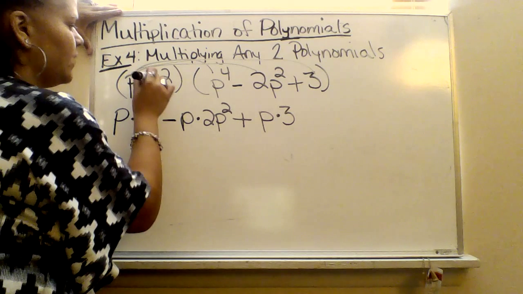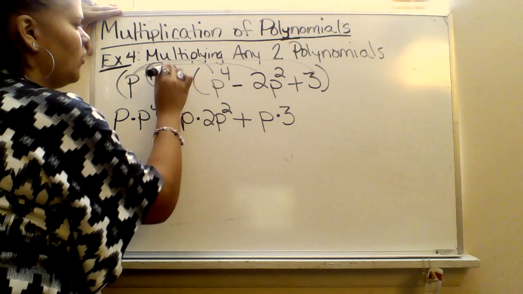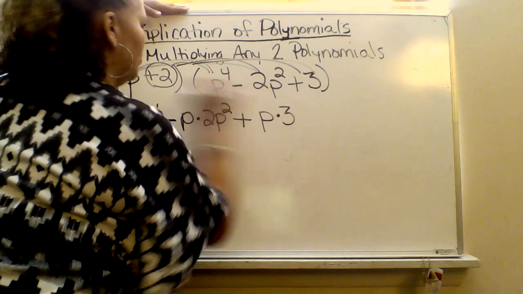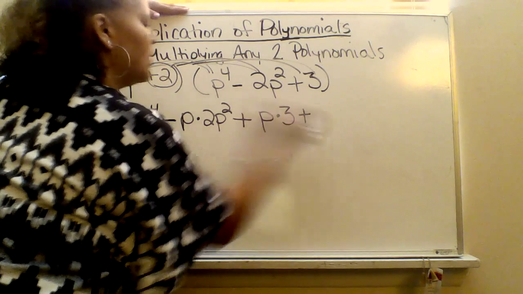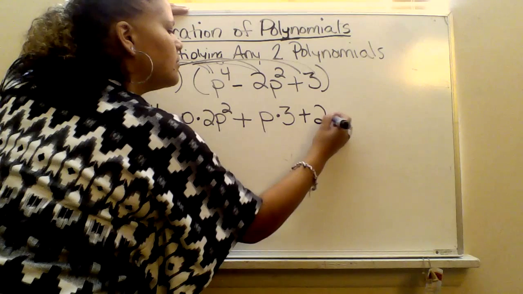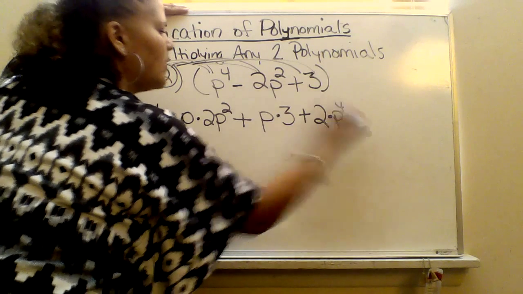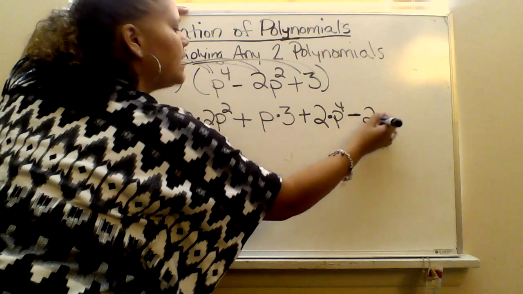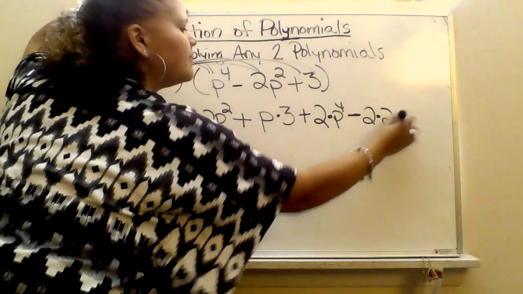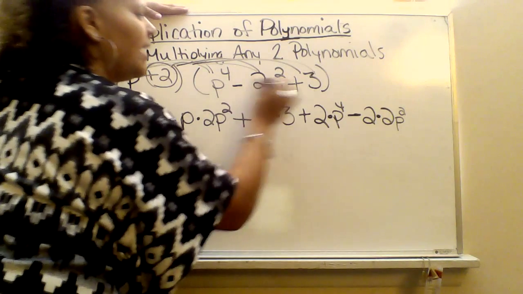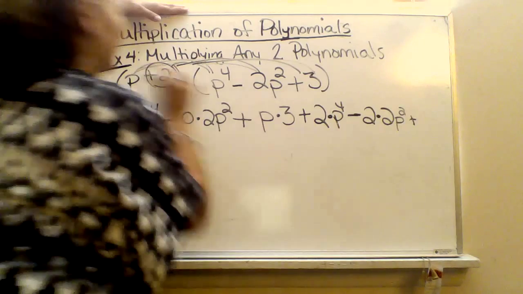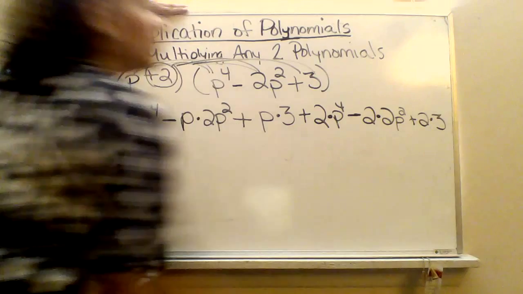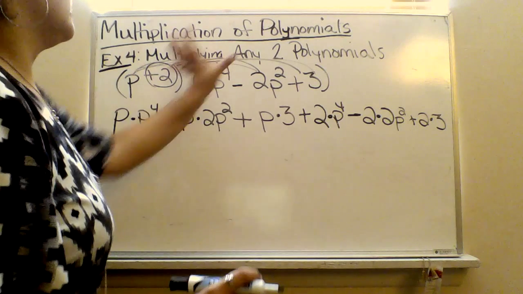Now I also have the second part, so I have a positive 2. And I'm multiplying that times everything on the other side as well. So plus 2 times p to the 4th. Bring down the sign, minus, my 2 times 2p squared. And then I bring down the sign again. My 2 times 3. So now I've used everything on the left and multiplied it with everything on the right.